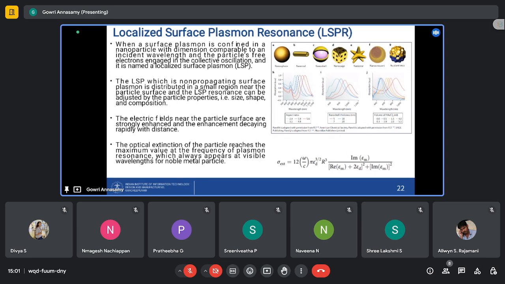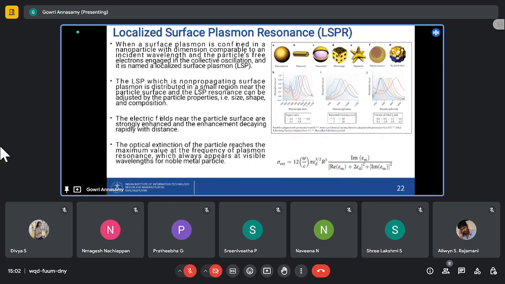This is called LSPR. When the collective electron oscillation is localized around a single particle, then that is LSPR. If you have a film, then that is called surface plasmon resonance. And we are interested in measuring the extinction, which is nothing but absorbance plus scattering, which is dependent on R, particle size, and then the dielectric constant epsilon m and d of the metal, and then the dielectric material which you are choosing for developing the substrate.